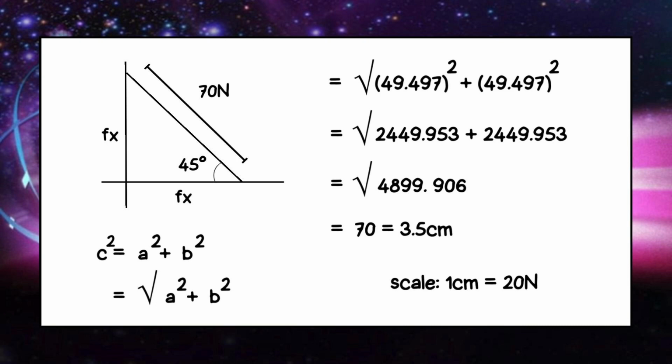So, gagamitin ulit natin yung scale na 1 cm is equal to 20 Newton. So, 70 divided by 20 Newton is 3.5 cm. Ibig sabihin, tama yung sagot natin kasi nakuha natin hypotenuse na 70 Newton.